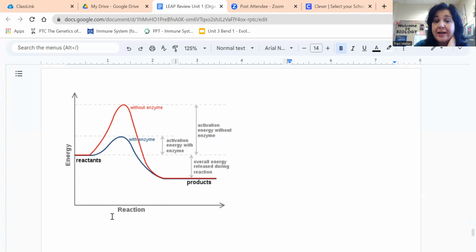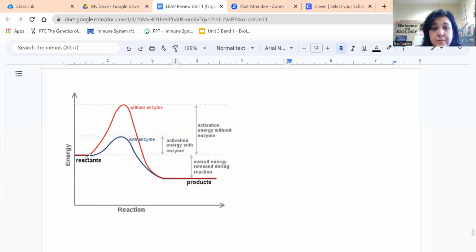Okay, so this is your reaction proceeding over time, and this is the amount of energy required to let the reaction proceed. Okay, so here's your reactants. So the red line shows how much energy is required without the enzyme. So see how this reaction is trying to proceed, but it needs all this extra energy without the enzyme in order to produce the products, okay?